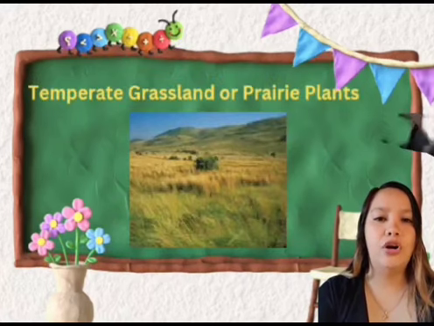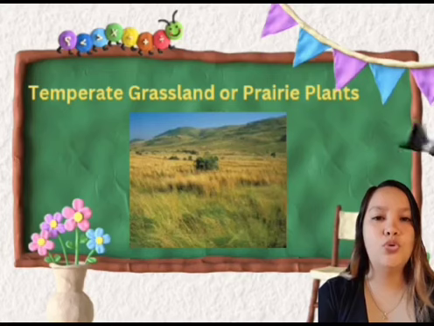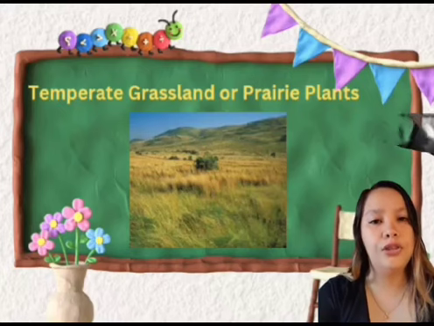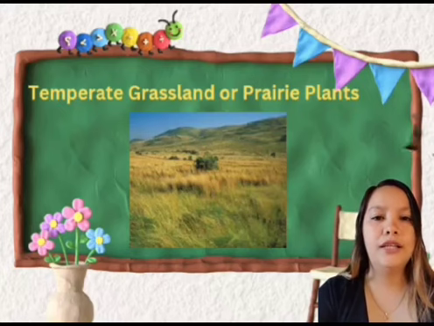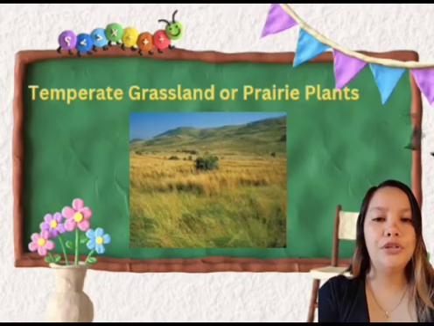Temperate grassland or prairie plants. Temperate grasslands or prairie plants are exposed to two kinds of weather conditions: the hot summer and the cold winter. Rainfall is uncertain, but drought is common. Its soil is extremely rich in organic materials, which in return enriches the soil.